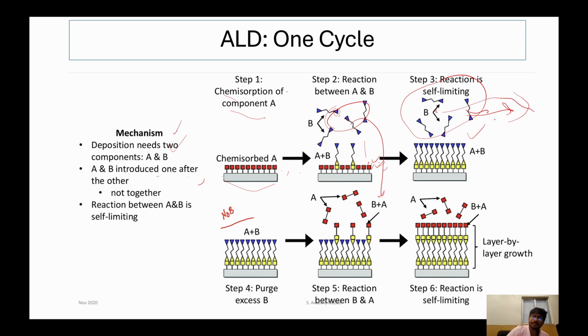Then after A plus B, we will purge the excess. We will flow the nitrogen, then the excess B will be removed, and then again we will give a pulse of A, so that A will react with B. One molecule of A will react with the terminal point of the B. Each will react. If we allow for some time, all will react. Then finally we will get the termination of A.